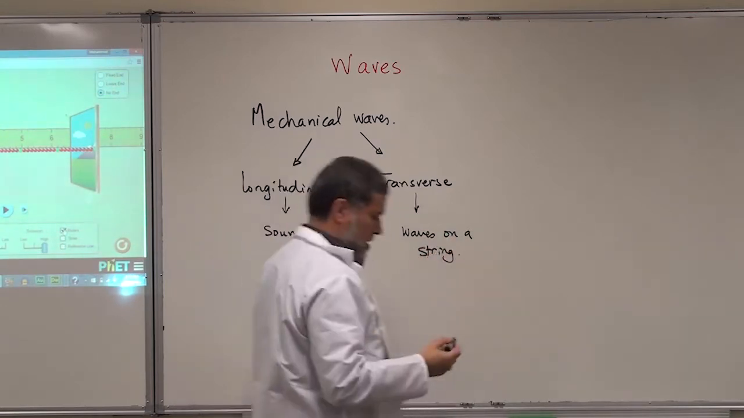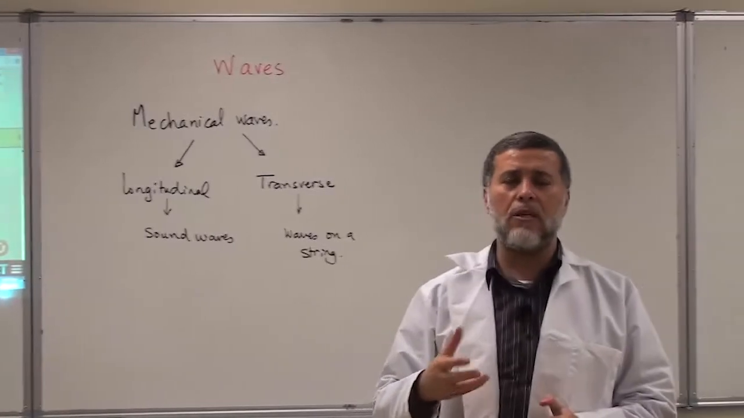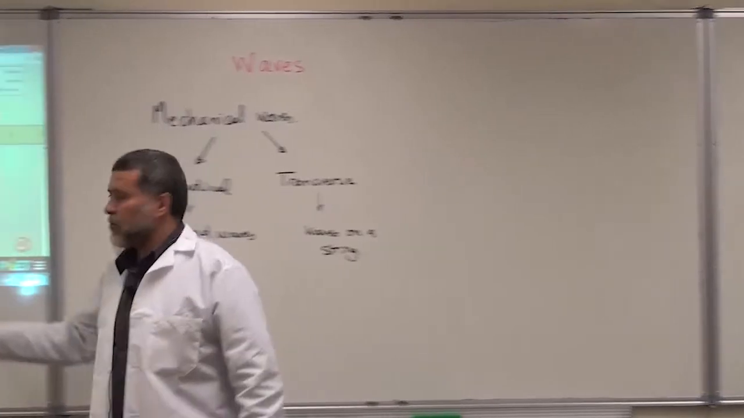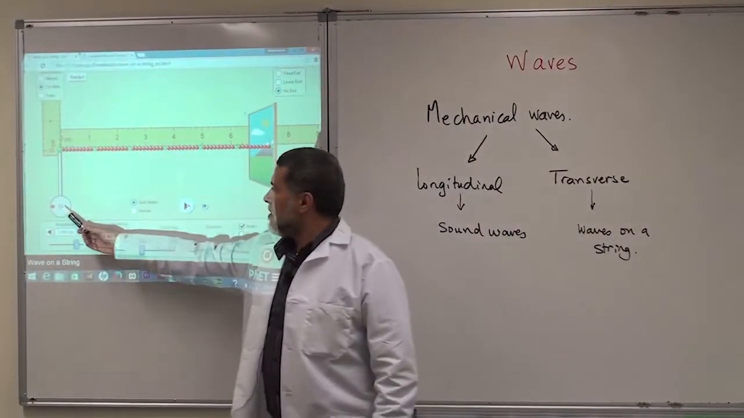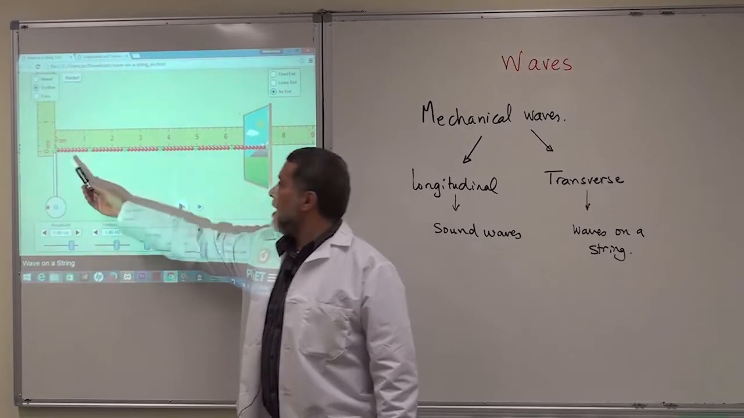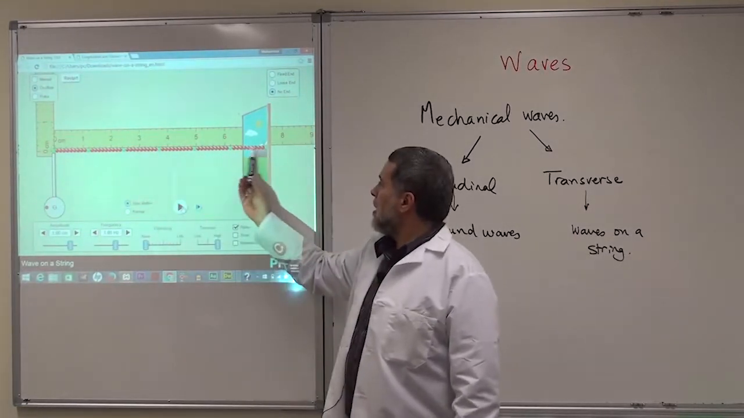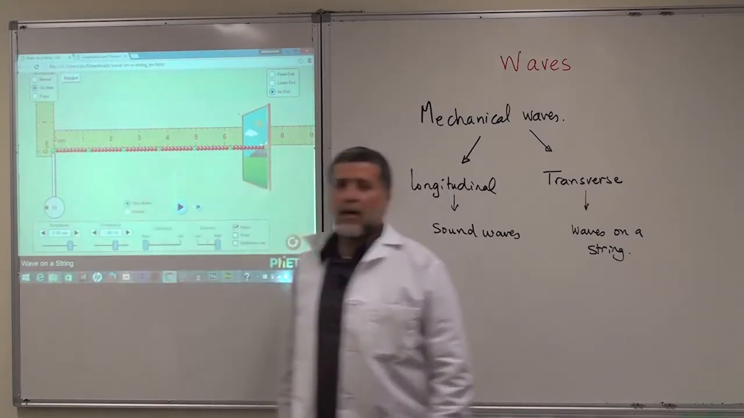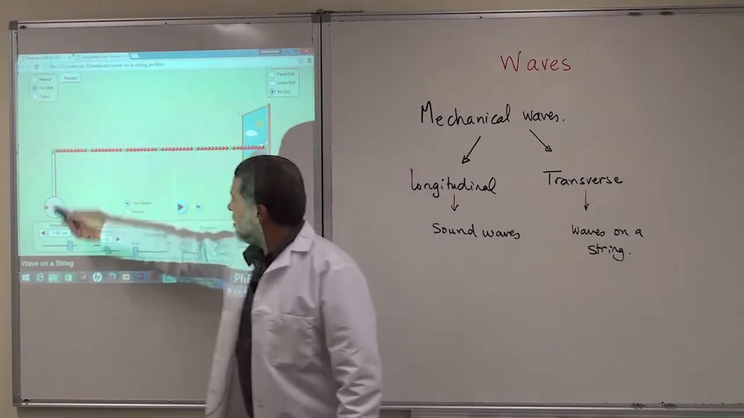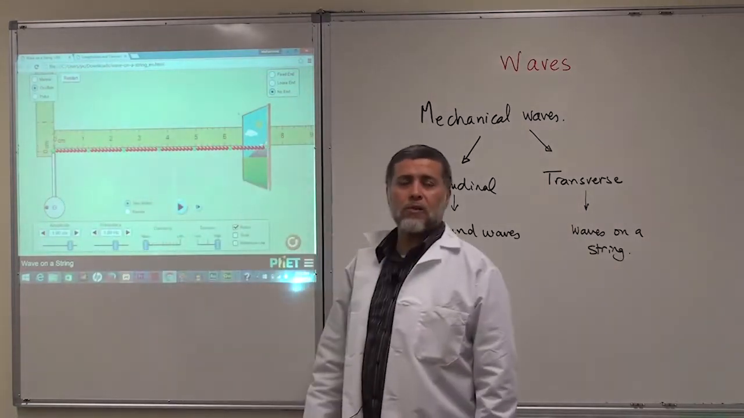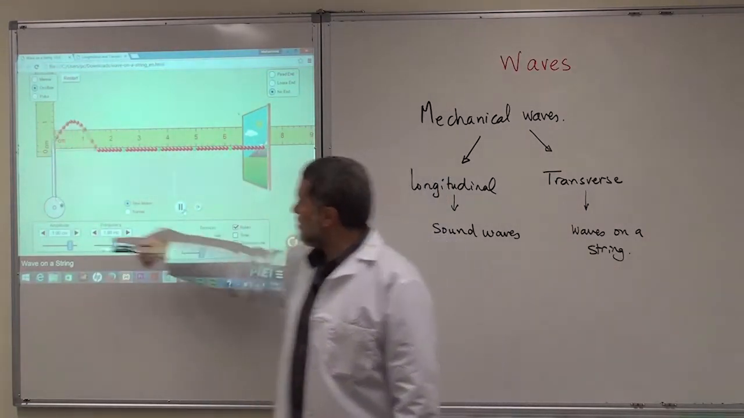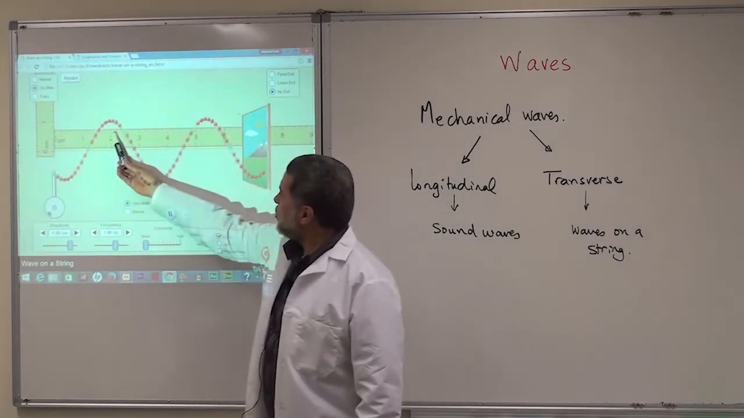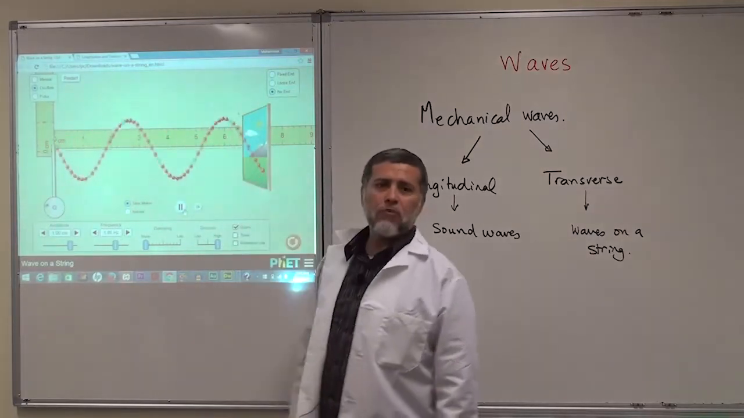Now let me show the difference between transverse and longitudinal waves. As you can see here in this animation, the source of the disturbance is here, and my medium is this string here. Imagine that this is a string. Now we are going to start moving up and down to produce the wave. So the disturbance now is producing a wave. As you can see, the wave now is moving to the right.